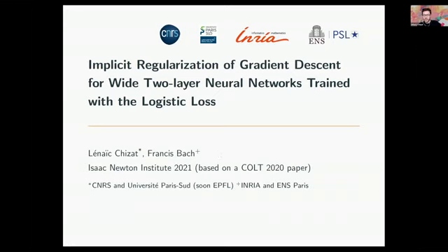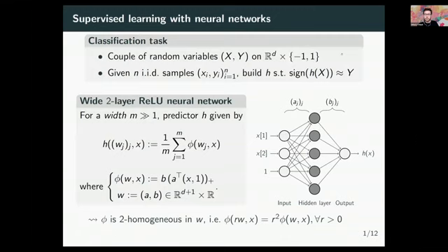I'm going to present a paper that we published at COLT 2020 last year, which is about wide two-layer neural networks. In this short presentation, I will only talk about a single model. To keep things simple, we consider a classification task where the input is x, which lives in R^d, and y is in {-1, 1}. So it's just a classification task.